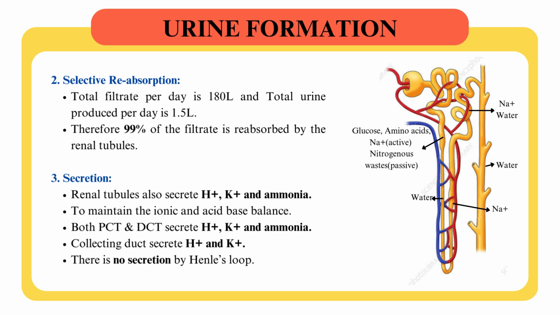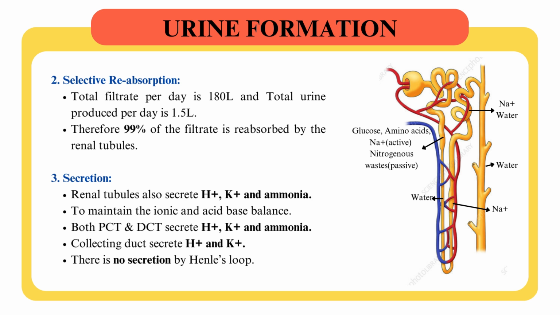Next process is selective reabsorption. Total filtrate per day is 180 L and total urine produced per day is 1.5 L. Therefore 99% of the filtrate is reabsorbed by the renal tubules. The picture shows which tubule absorbs which electrolytes. The PCT absorbs glucose, amino acids, Na+ actively, and nitrogenous wastes passively. The descending Henle's loop absorbs water and ascending absorbs sodium ions. The DCT absorbs both Na+ ions and water, and collecting duct absorbs most of the water.